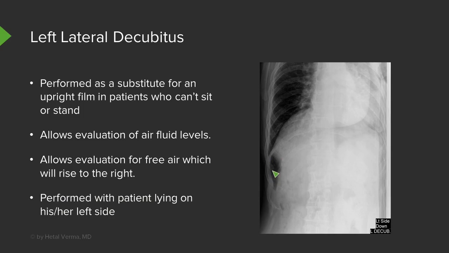Ideally, again, it's performed on the left side down because the liver forms a solid organ on the right, which allows you to see the difference between the air and the density of the liver. If you perform it the other way, you have a lot of bowel on the left side, and you may not see the difference between air within the bowel and air outside of the bowel.